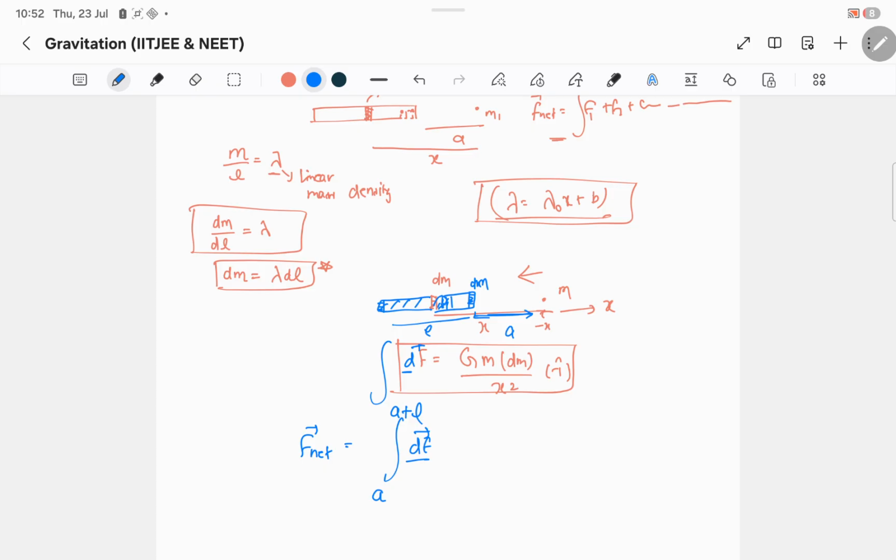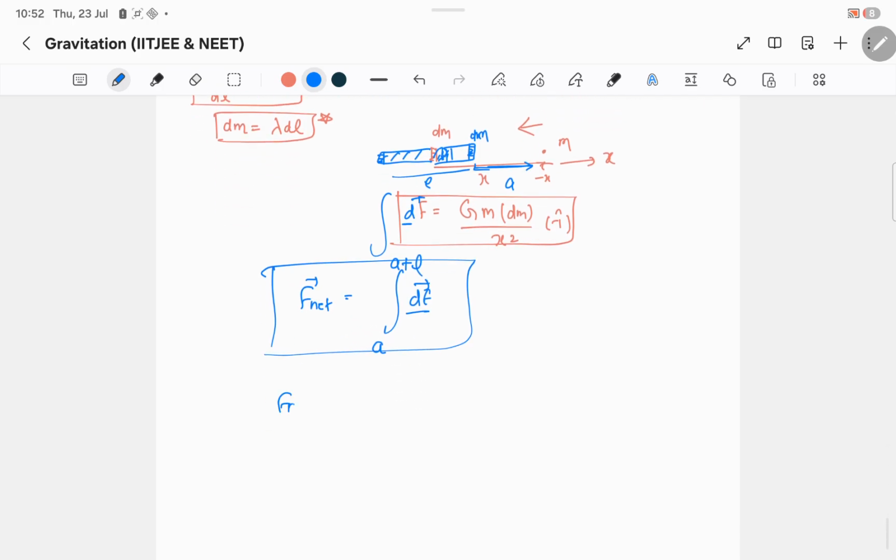Now you know dF, so you can integrate this, and that will give you the total force. You understand how to take limit. So now F net will be the integration from a to a plus l of dF, which you can write as G M dm by x square. If you are writing direction, you can also mention it.